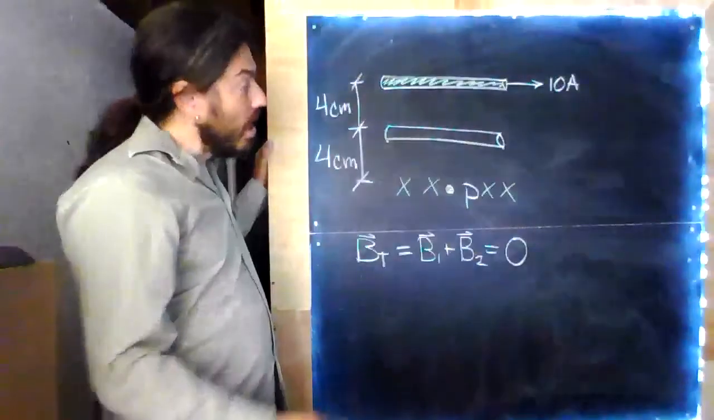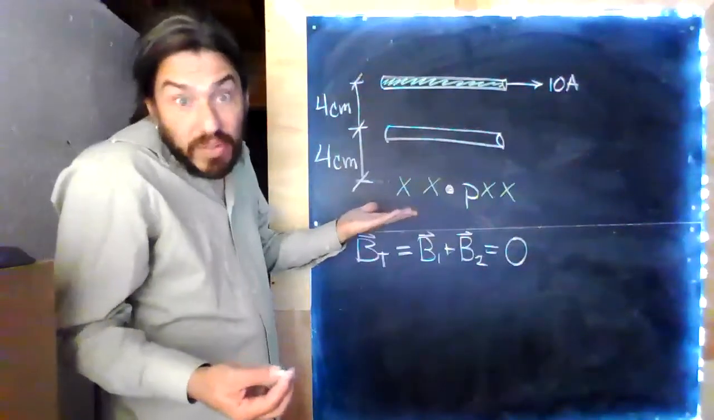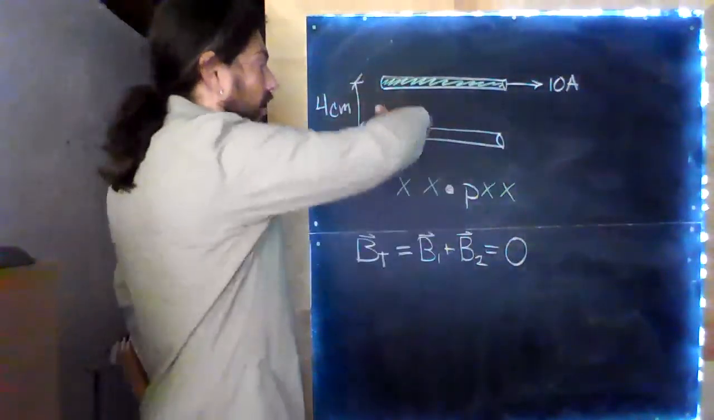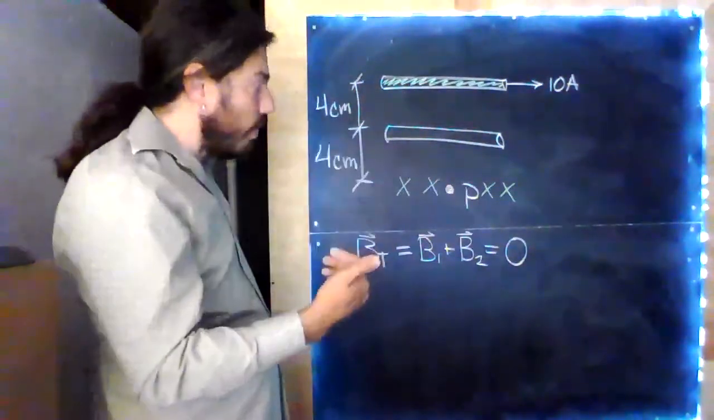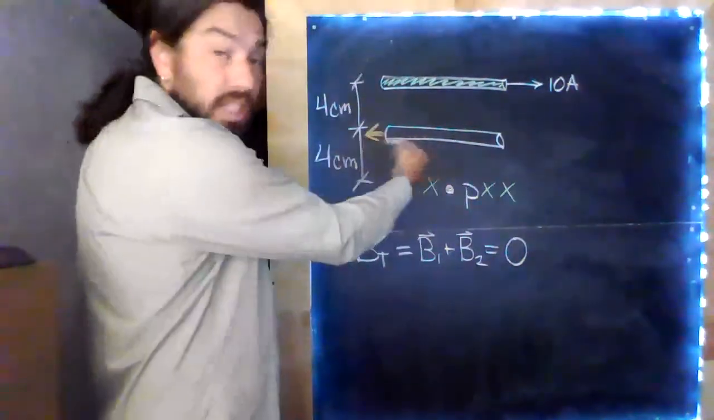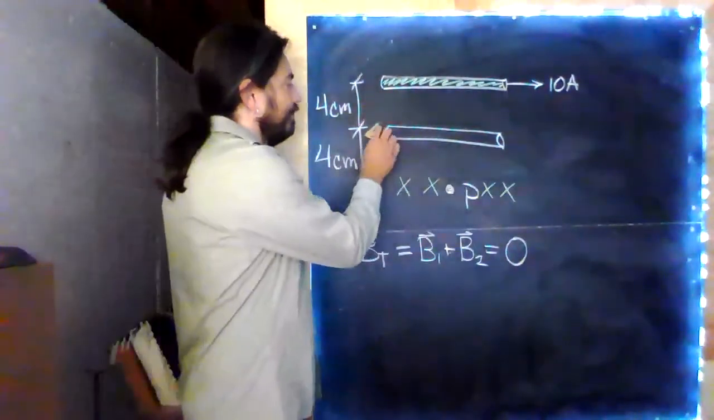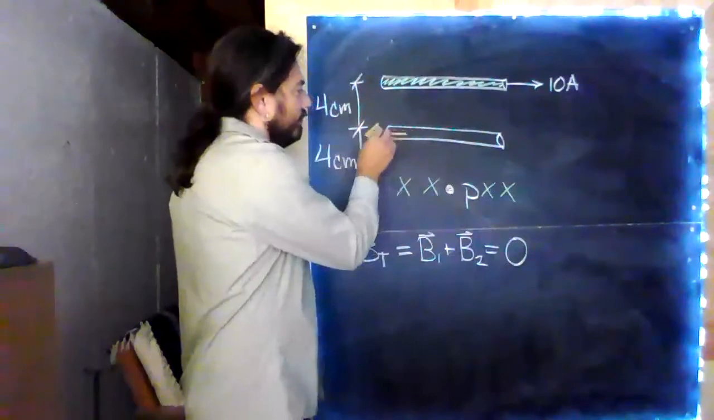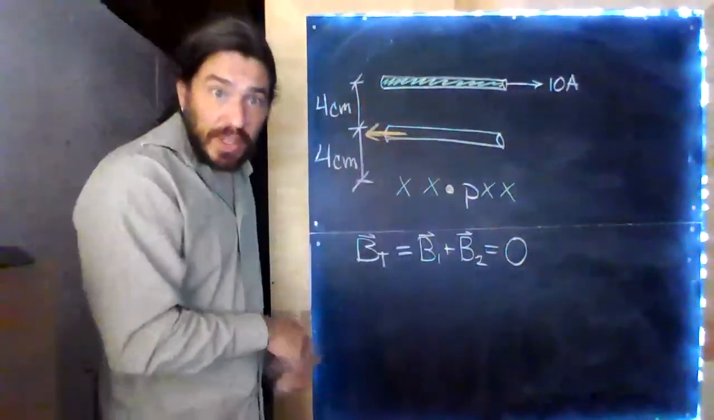That means that the field due to this wire must be out of the board. It has to be out of the board. In order to cancel, it has to be out of the board. Therefore, the current in this wire must be going in this direction, to the left. Okay, so now we know the direction of the current.